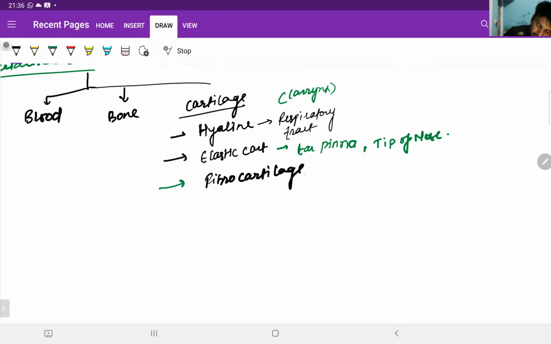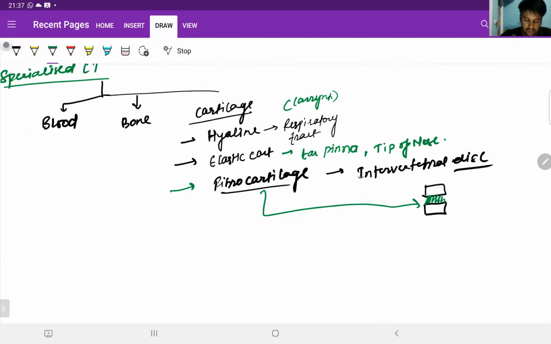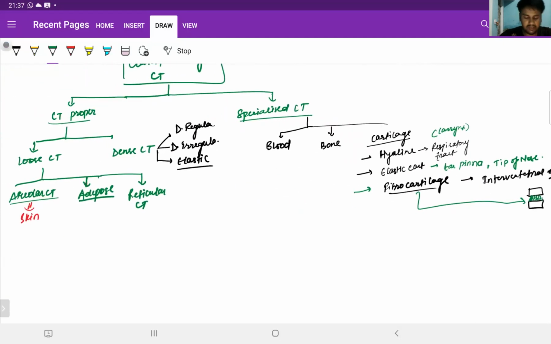Fibrocartilage. This fibrocartilage is present in the intervertebral disc, right? So the disc between the two vertebrae is formed by the fibrocartilage. So this is the basic classification of the cartilage, and these are the general locations of some of the types of connective tissues, right?